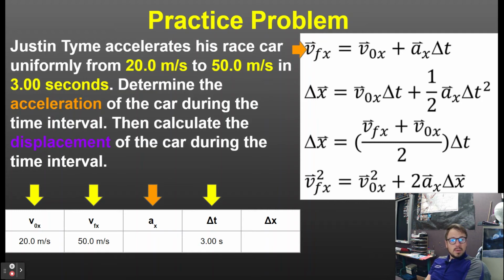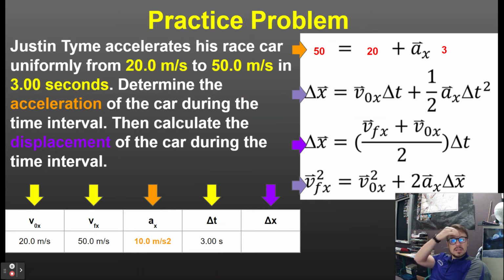So I'm going to use this top equation and plug everything that I know into the equation, and I can solve for the acceleration: 10 meters per second squared. Well, now I can find that last variable. I can use any three of these equations to solve for it, but you can see that the third one, highlighted a little bit bolder, is going to be a little bit better for us to solve, and here's why. Let's plug everything that I know into this equation and solve for delta x.